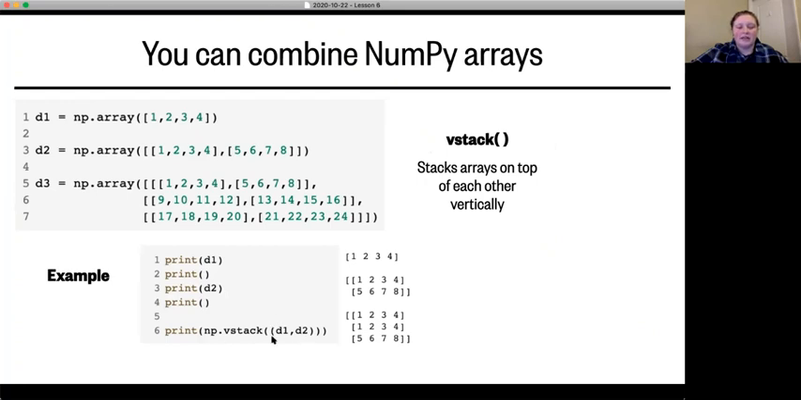D1, D2. Notice I give this as a tuple here. So what that does is it takes D1 and it just puts it right on top of D2, and that is now a two-dimensional array with 3 rows instead of just 2 rows.